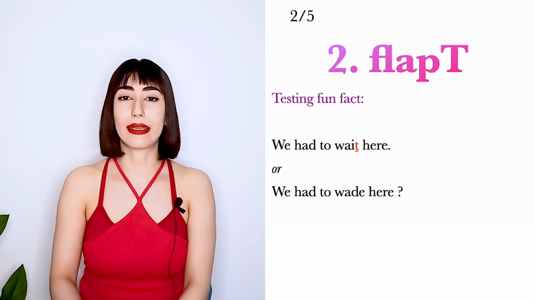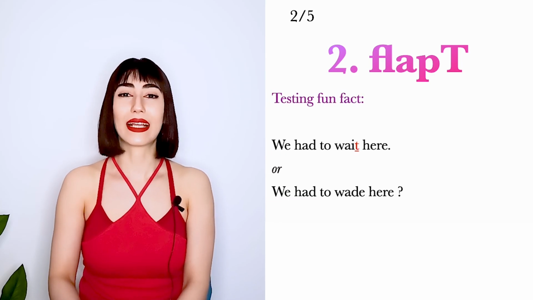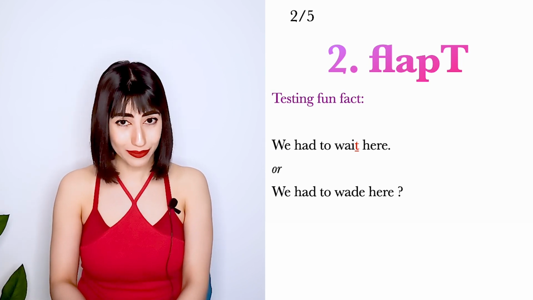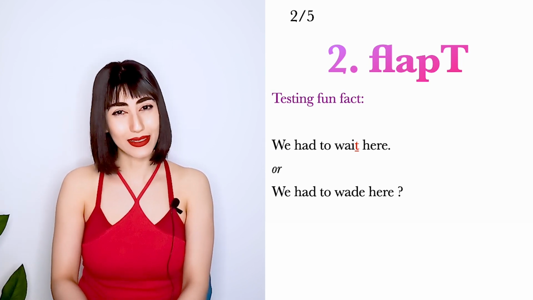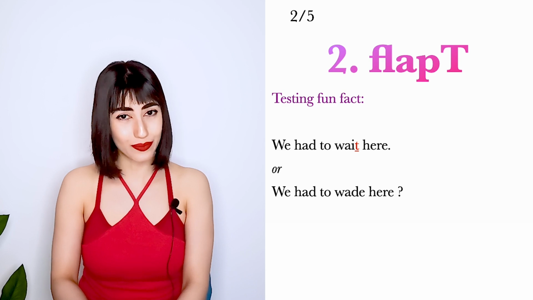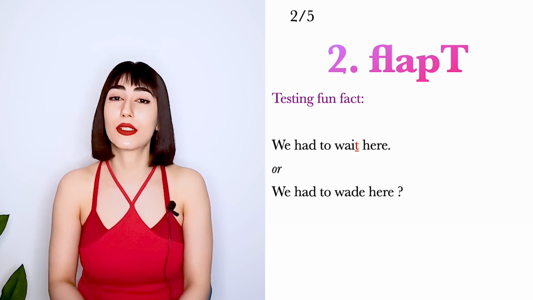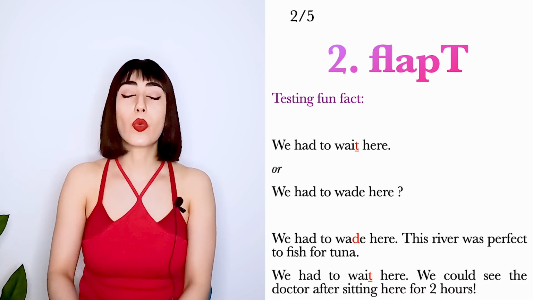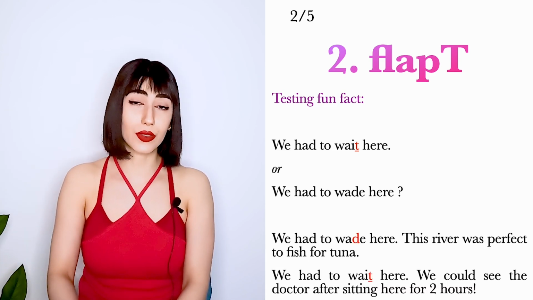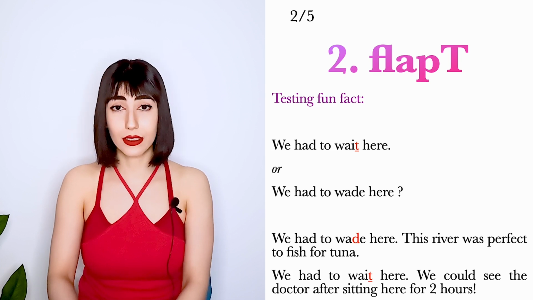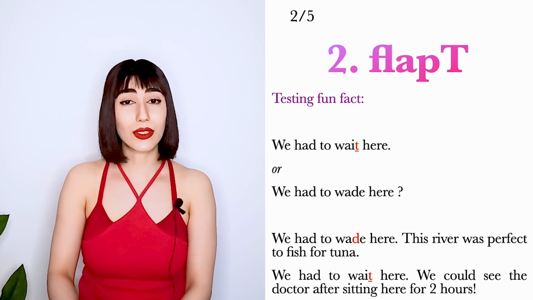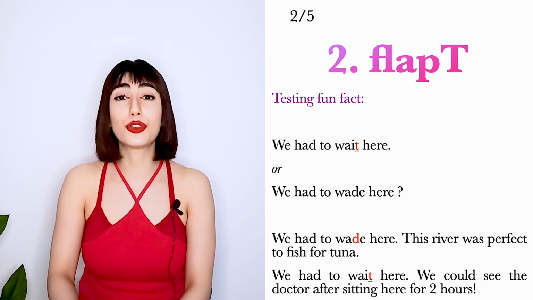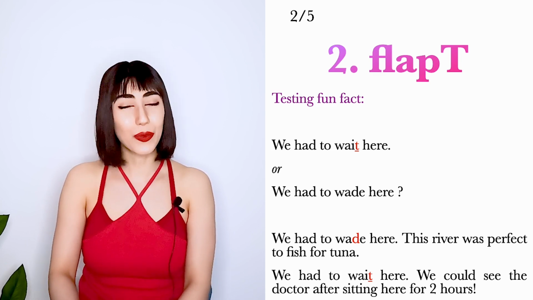We had to wait here. The sentence is complete, but you cannot guess from just this sentence. This is when you have to pay attention to the whole context, to the whole topic. We had to wait here. This river was perfect to fish for tuna. We had to wait here. We could see the doctor after sitting here for 2 hours. Now you know.